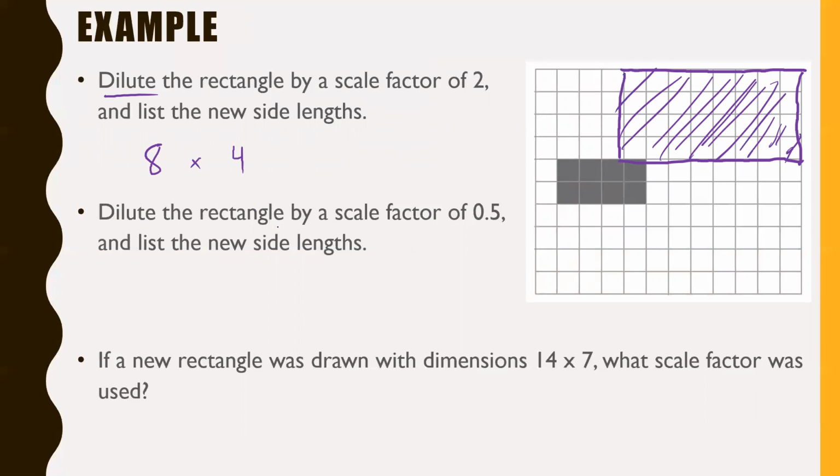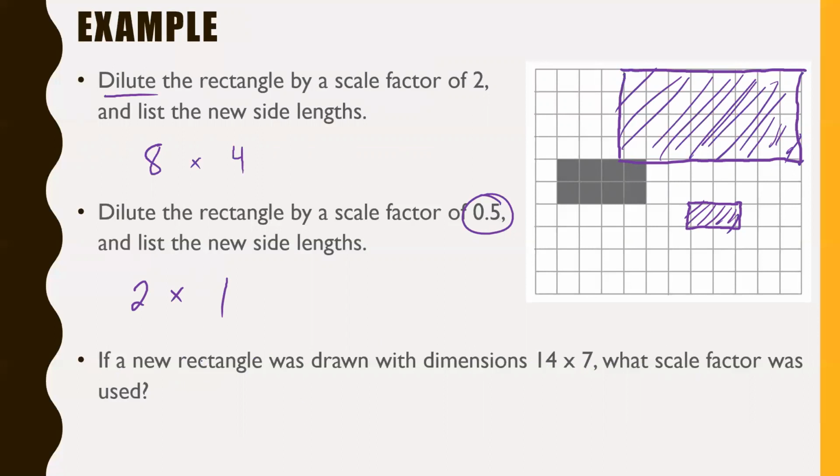Next one, dilate the rectangle by a scale factor of 0.5. 0.5 is just what you're multiplying your side lengths by. 4 times 0.5 is 2. There you go. 2 times 0.5 is 1. There it is. And then I'll just shade it in as well. Your new side lengths, 2 by 1. Okay, you're just multiplying your side lengths. That's it.